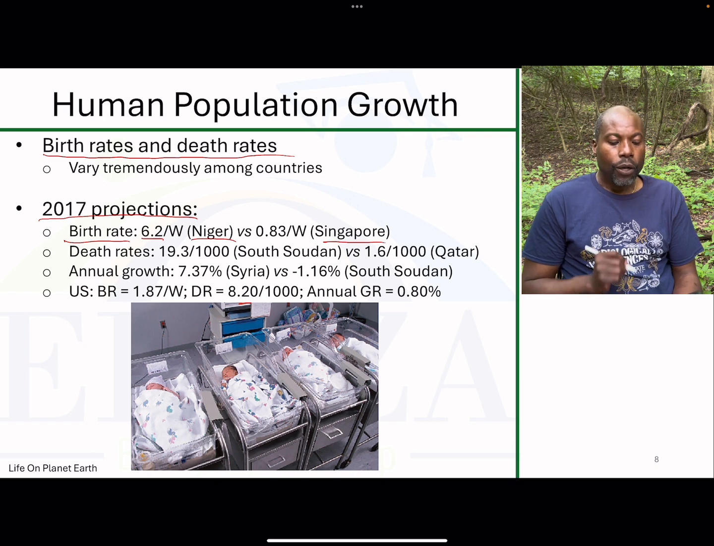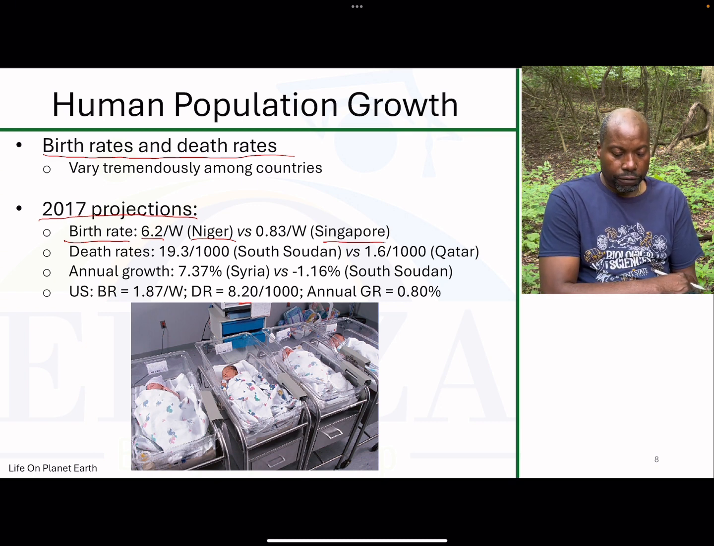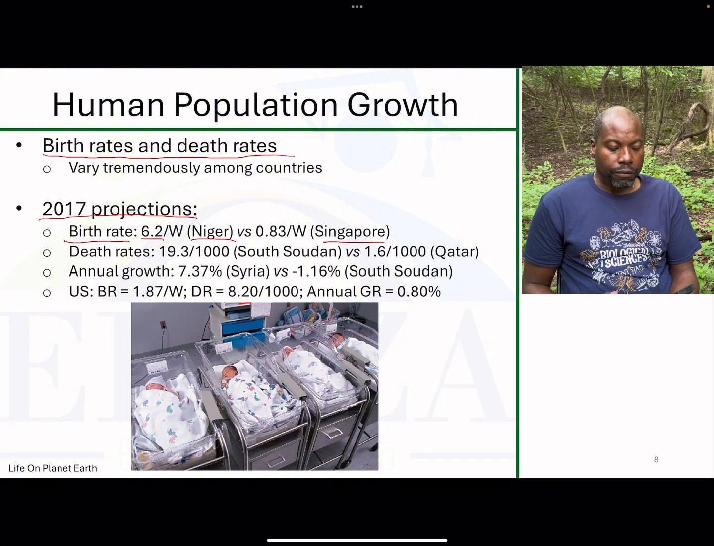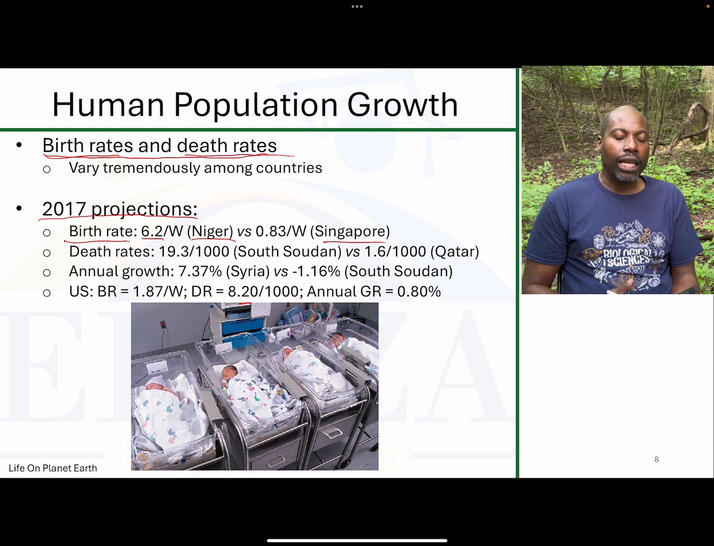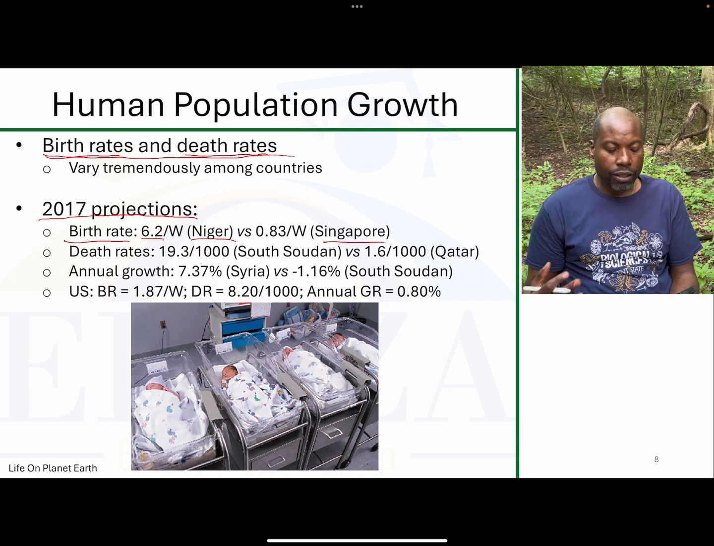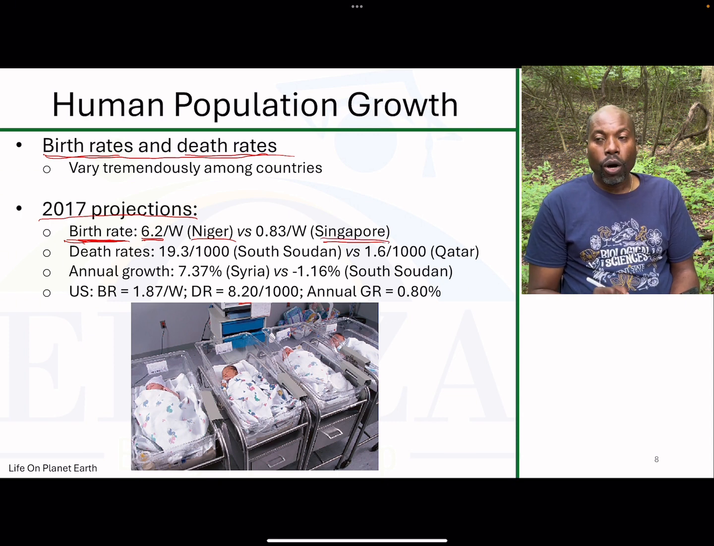Okay, so the human population growth. For the human population growth, the birth rate and the death rate are going to vary tremendously from one population to another population, from one continent to another continent. In 2017, there was a projection. That projection shows that the birth rate in Nigeria, for instance, was 6.2 children per woman, while in Singapore, that birth rate was 0.83 children per woman.